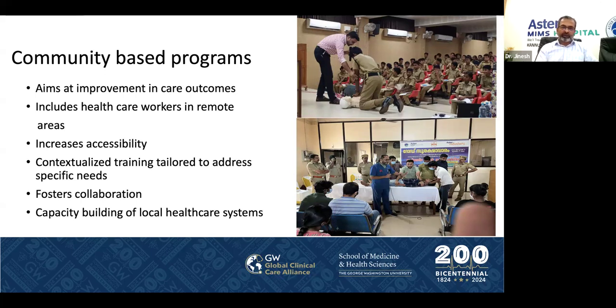And there are other community outreach programs as well for the school students, for the other healthcare professionals and other people. In fact, we were partners of the world record-winning mass CPR training, hands-only CPR training, which happened in Kochi in 2019 on December 4th. The next slide, please.